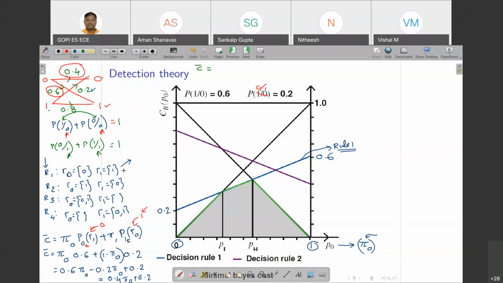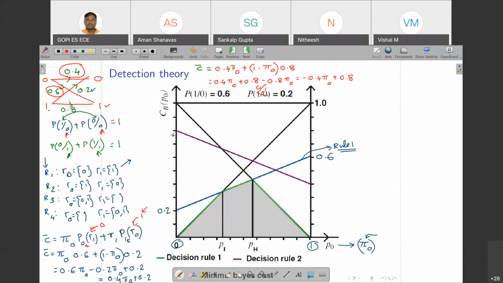I hope this is clear to you, right? So it is 0.4 pi naught plus, in place of pi 1, I'm going to write 1 minus pi naught. And then the probability of getting 1 when 1 is transmitted, which is 0.8 here. So you are going to have this 0.8 in this expression. So you get 0.4 pi naught plus 0.8 minus 0.8 pi naught. So it is minus 0.4 pi naught plus 0.8. It has the negative slope, right?